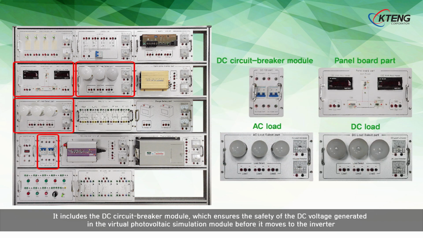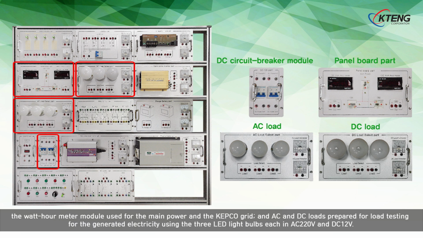It includes the DC circuit breaker module, which ensures the safety of the DC voltage generated in the virtual photovoltaic simulation module before it moves to the inverter, the watt-hour meter module used for the main power and the KEPCO grid, and AC and DC loads prepared for load testing for the generated electricity using 3 LED light bulbs each in AC 220 volts and DC 12 volts.